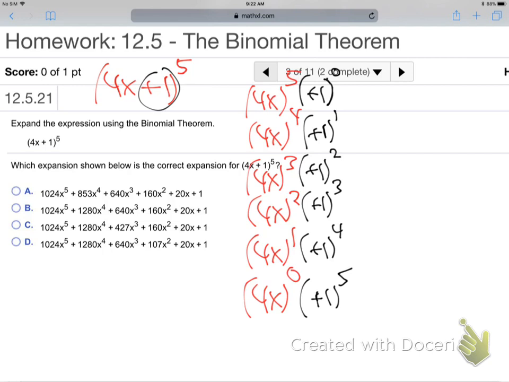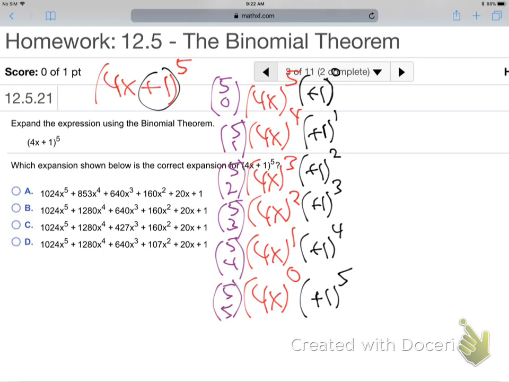And then you put in the front of that the choose thing. And you start with 5, right? 5, choose 0. Because 5 is the power. You're always starting with the power, which is 5. 5, choose 0. 5, choose 1. 5, choose 2. 5, choose 3. 5, choose 4. 5, choose 5. Now you can use your calculator or by hand or Pascal's triangle to find out what those coefficients are.